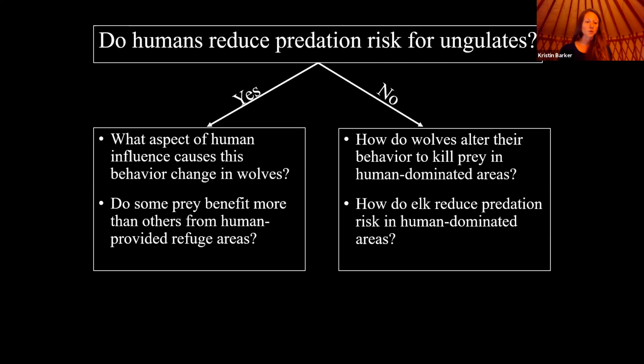And also, we are now fortunate to have wolf and elk collar data in the same place and time. So we can also look at interactions simultaneously and see how prey like elk actually act to perhaps reduce their own predation risk around human-dominated areas.